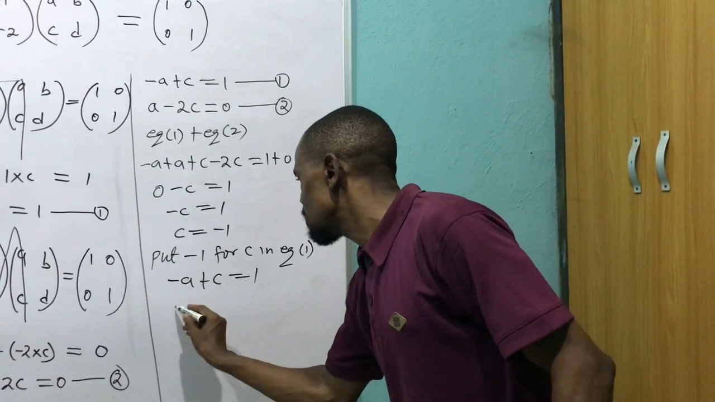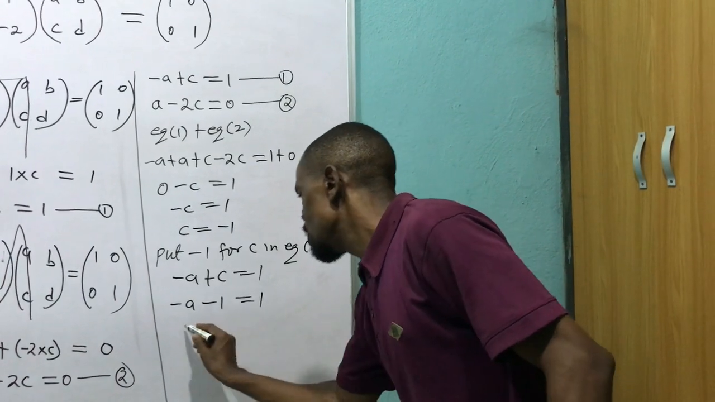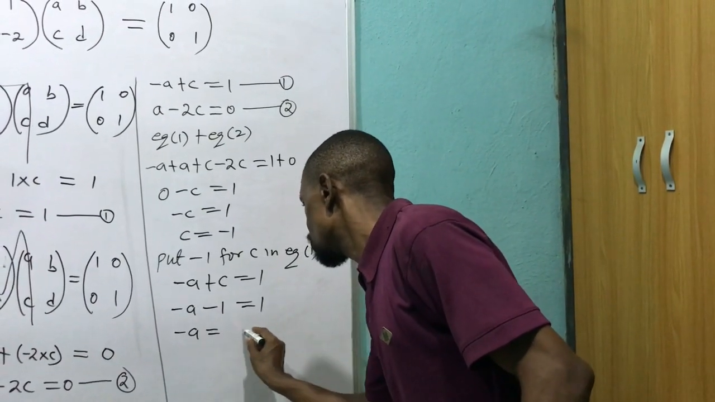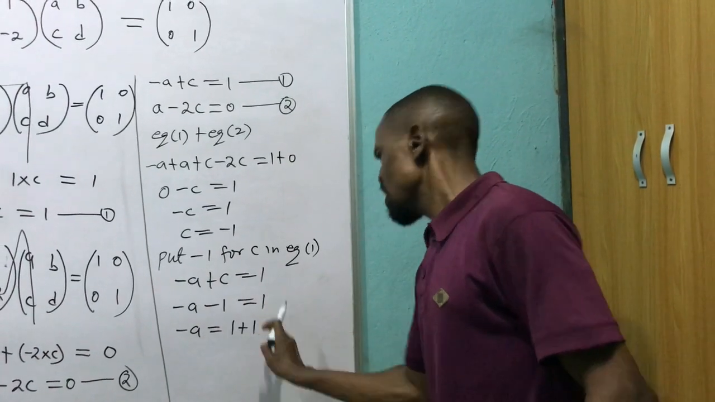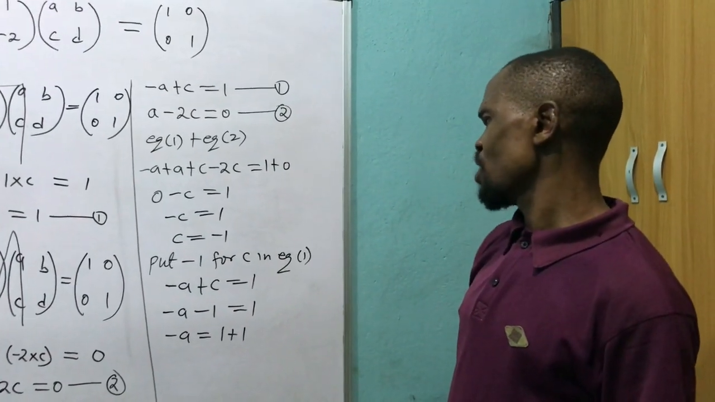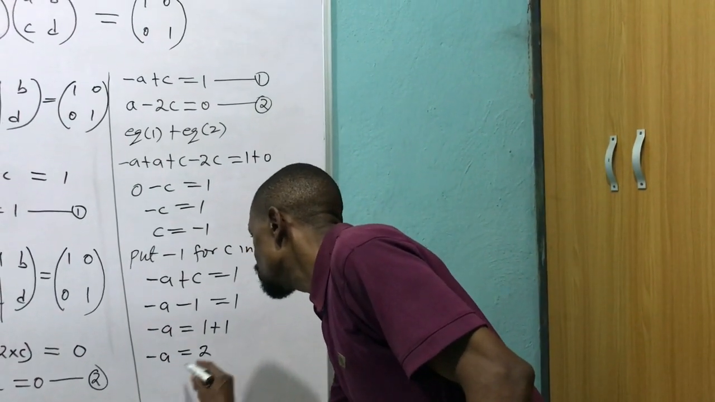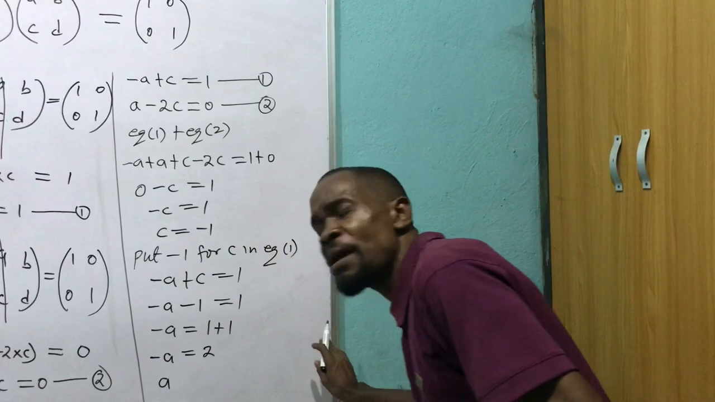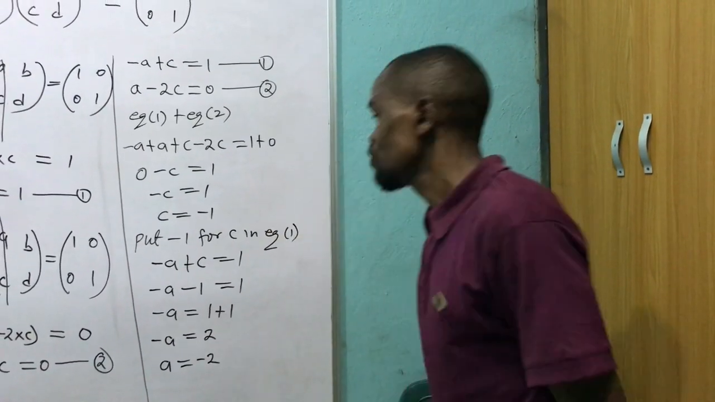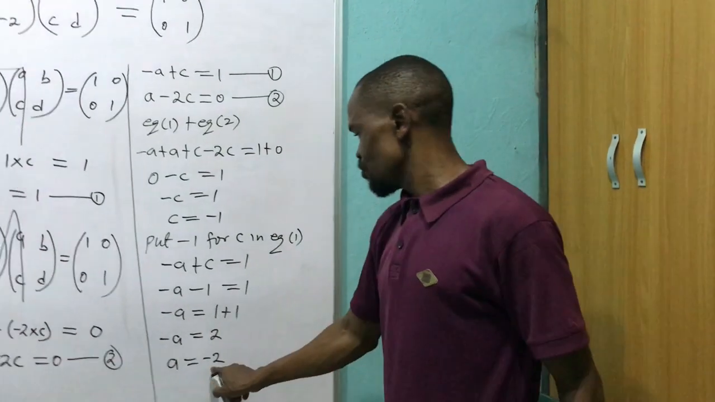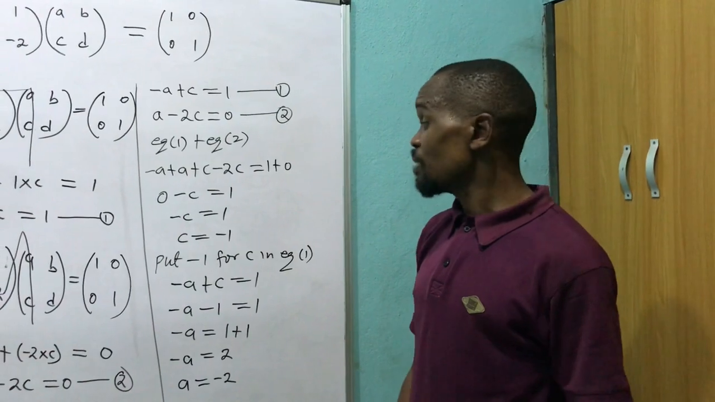I can now say minus A minus 1 is equal to 1. Therefore, minus A is equal to 1 plus 1. This going over here becomes plus 1. I think you are following what I'm doing. Then minus A is equal to 2, and A multiplied through by minus 1 gives A is equal to minus 2. Therefore, I've gotten my A to be minus 2, and my C to be minus 1.